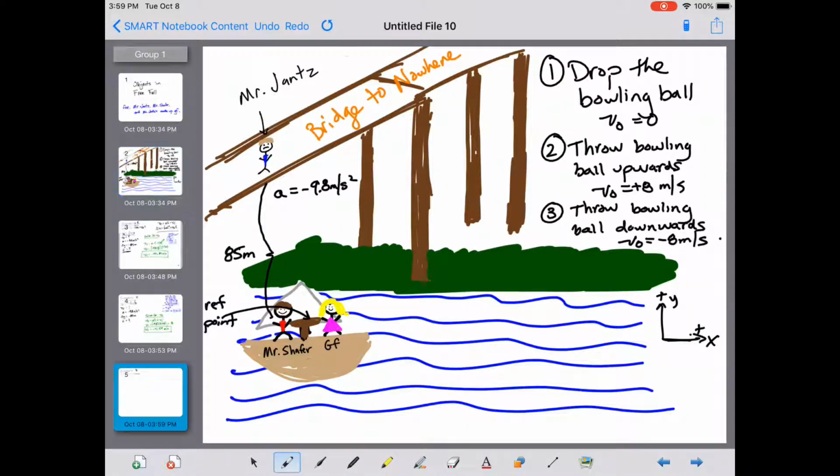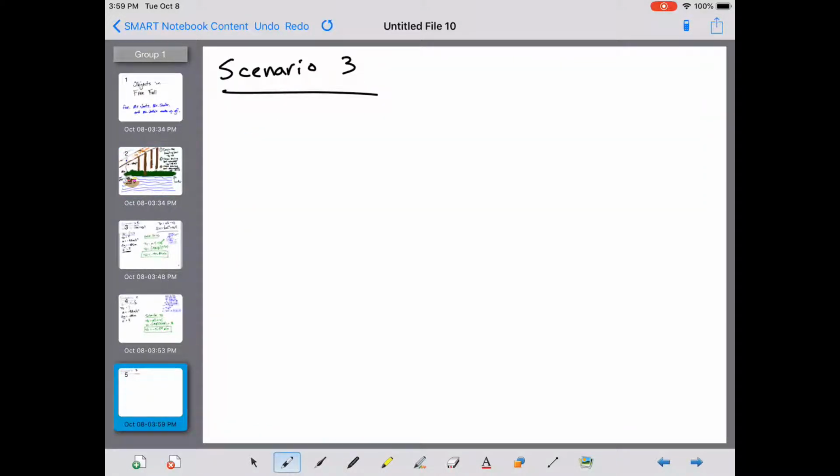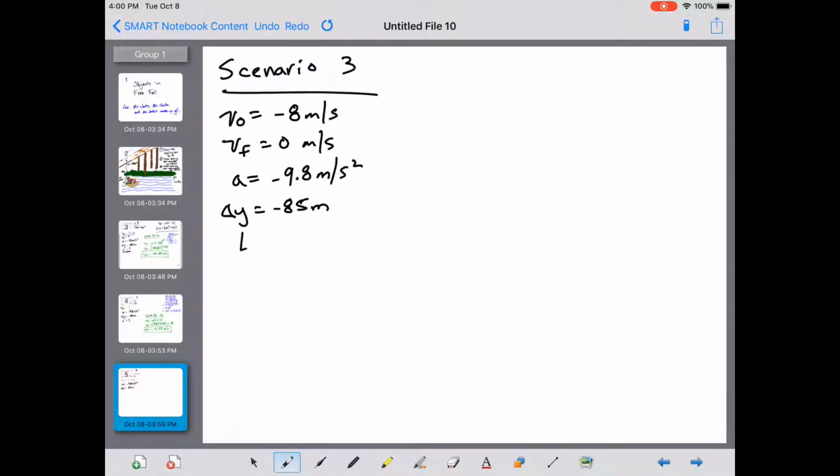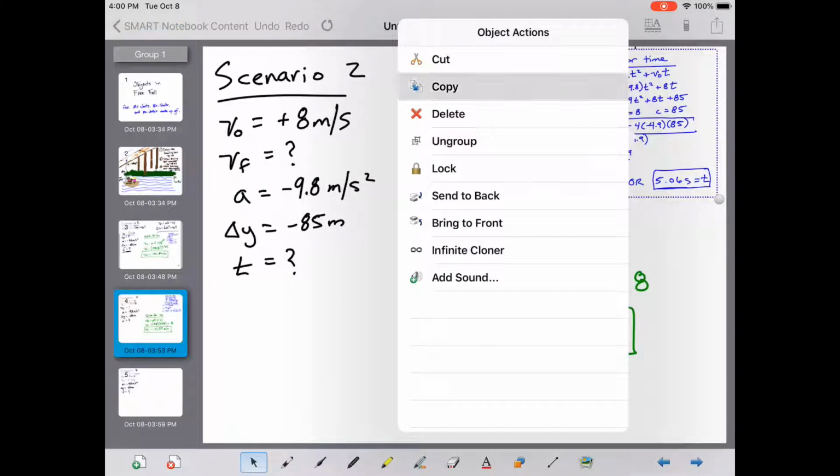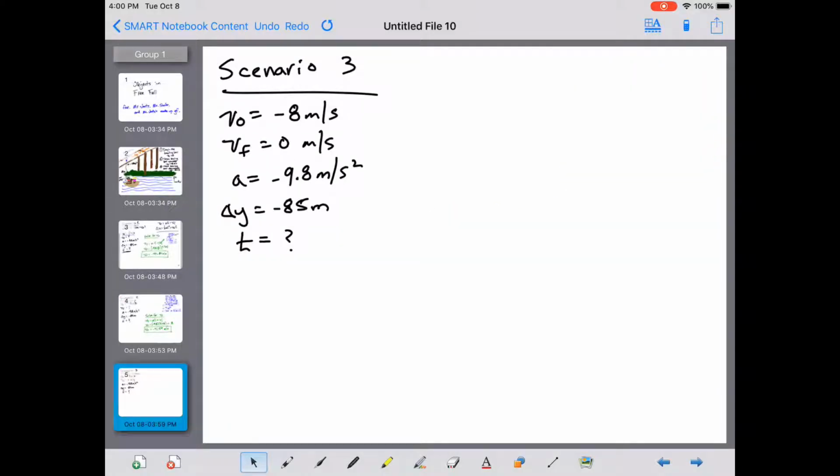All right? So going through this calculation, v initial is now negative 8 meters per second. We don't know v final. Acceleration is negative 9.8 meters per second squared. Delta y is negative 85. Time, we do not know. All right. Now in this case, it's going to be the exact same process as what we did before.